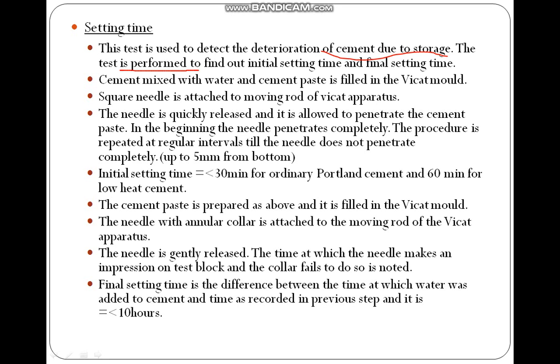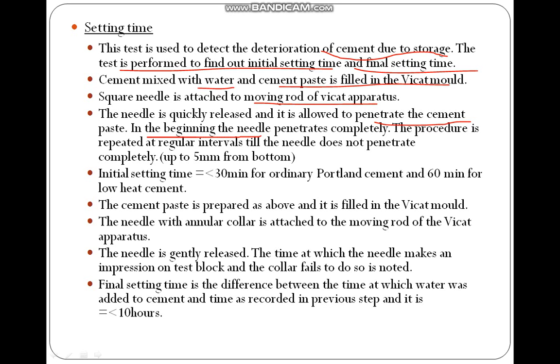So the test is performed to find out the initial setting time and also the final setting time. Cement is mixed with water and cement paste is filled in the Vicat mold. A square needle is attached for the initial setting time in the moving rod of the Vicat apparatus. So the needle is quickly released and it is allowed to penetrate the cement.